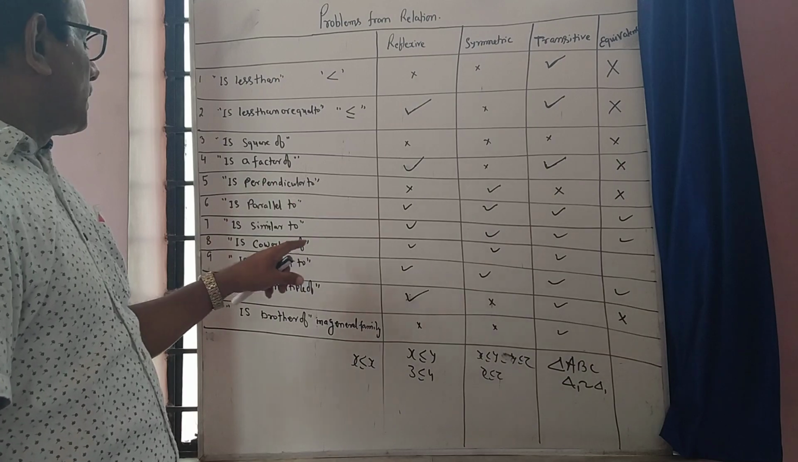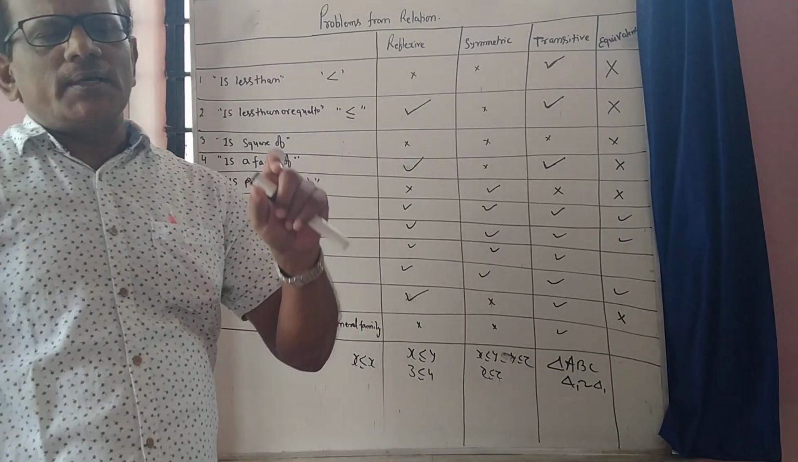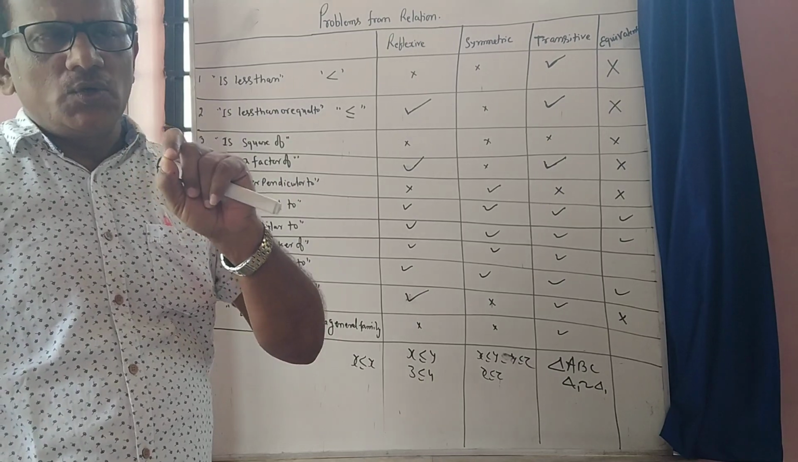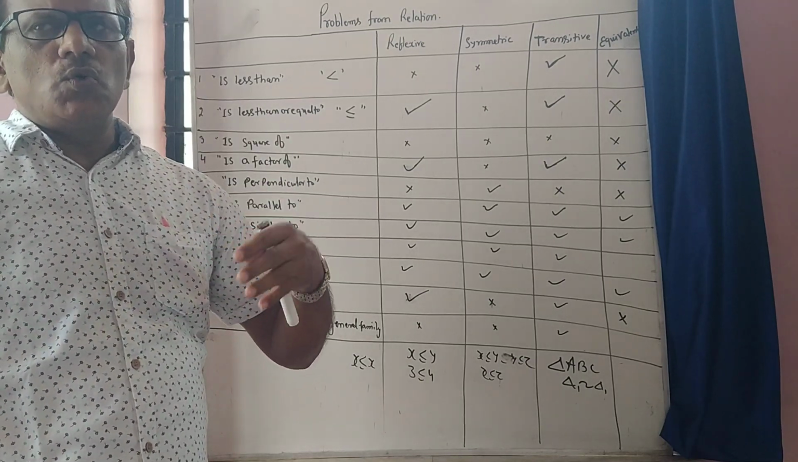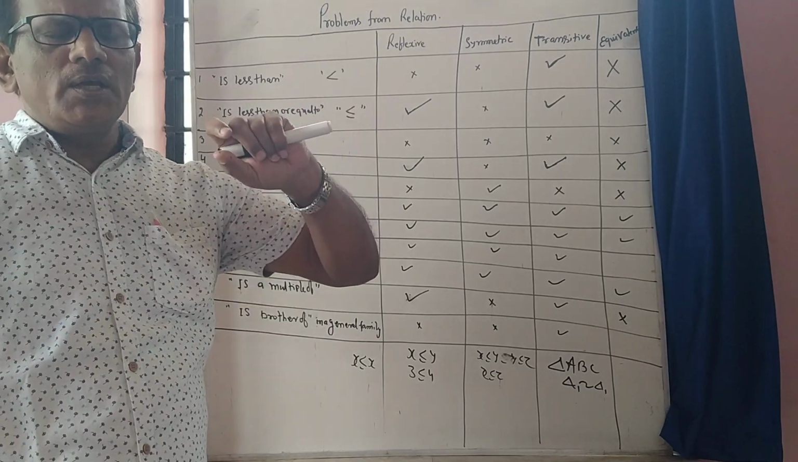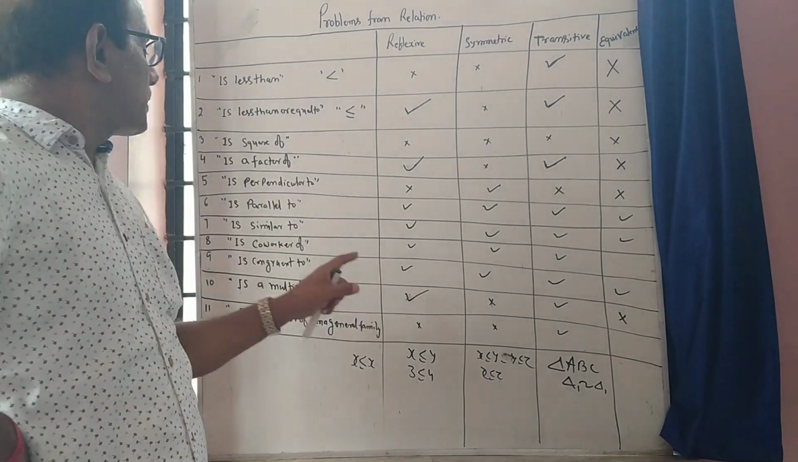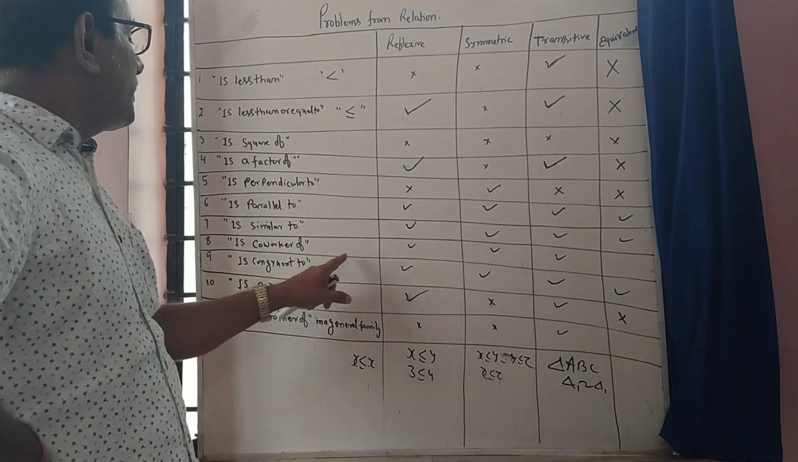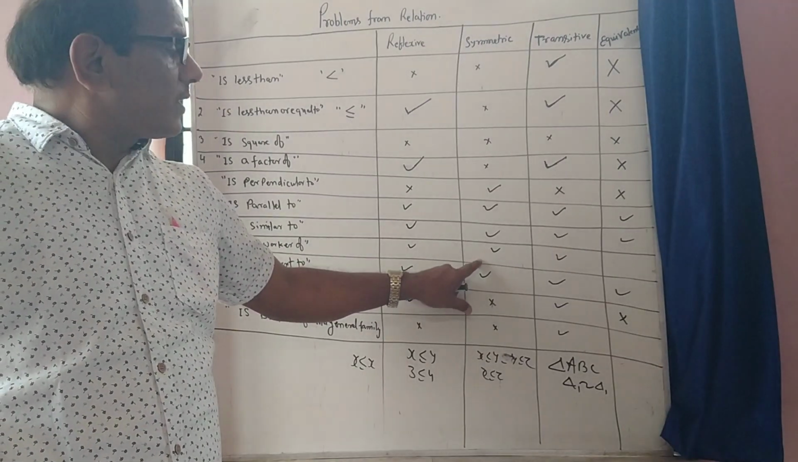Coming to co-worker. Suppose the word is used in the same office: co-worker in the same office. So every person is a co-worker of himself or herself. If you are working in an office, then you are a co-worker of yourself. So co-worker is a reflexive relation. If X is working with Y, Y is also working with X.